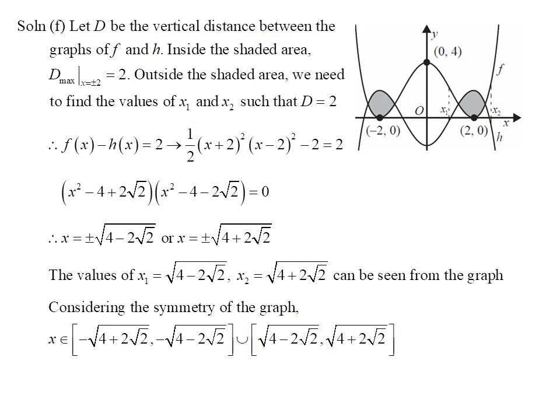Considering the symmetric property of the graph as well as the shaded area, the x value range that satisfies D less than or equal to 2 is within two closed intervals. One is from negative square root of (4 + 2 square root 2) to negative square root of (4 - 2 square root 2). And the other interval is from square root of (4 - 2 square root 2) to square root of (4 + 2 square root 2). Alternatively, the intervals can be expressed in their decimal forms, as shown on the screen.